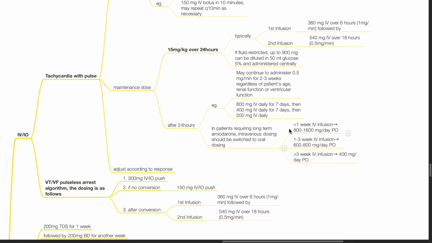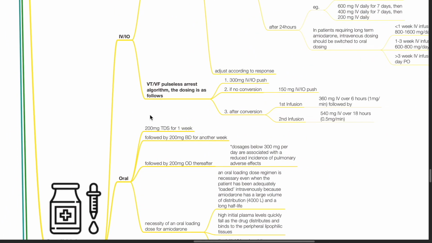If there is less than 1 week of IV infusion, the oral dose is 800 to 1.6 grams per day oral. If there is 1 to 3 weeks of IV infusion, the dose is 600 to 800 mg per day oral. If there is more than 3 weeks of IV infusion, the dose is 400 mg per day oral. Adjust according to response. The dose for VT or VF pulseless arrest.